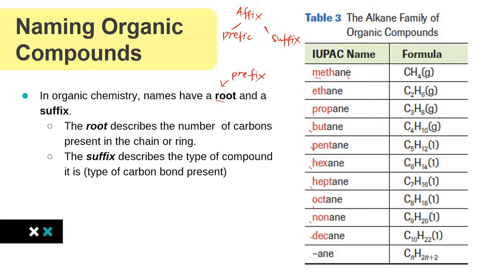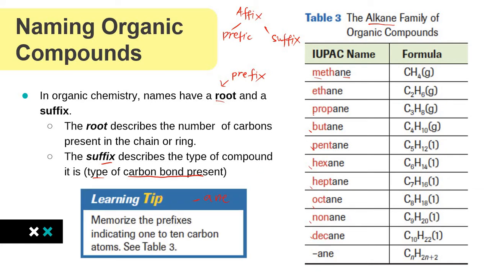And the last, the ones in black, are the suffix. It describes the type of compound that you're dealing with. So it tells you the type of carbon bond present. So we have suffixes for alkanes, alkenes, and alkynes. This one, ane, is for the alkane family. We're going to learn about that in the next slide. Just a quick tip: it'll be better if we understand and memorize these prefixes indicating 1 to 10 carbons. So keep it simple, only up to 10. This could go longer, but only up to 10 for now.